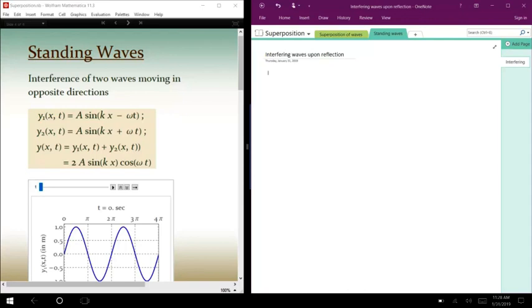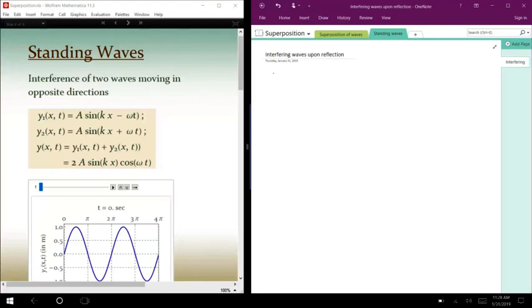Hi everyone. In this video we're going to talk about standing waves. One way that standing waves can form is if two waves are moving in opposite directions and they interfere with each other. So these are two traveling waves. They have the same speed, but they're moving in opposite directions. One example of that is y1 and y2 over here, two functions of x and t. And you can see that these are traveling in opposite directions.